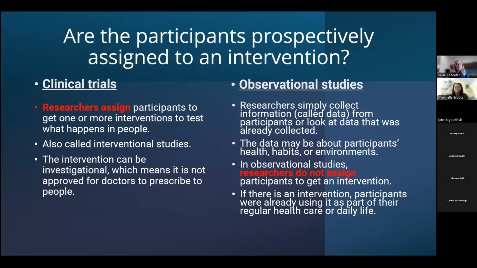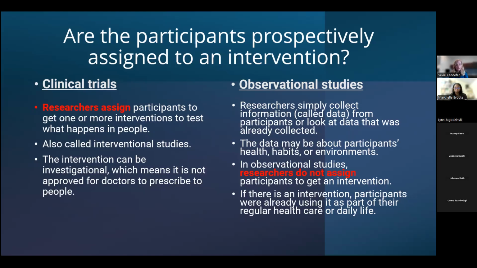So the question was, are the participants prospectively assigned to an intervention? So in a clinical trial, it is the researcher who assigns participants to get one or more interventions to test what happens in people. These are also called interventional studies, and the intervention can be investigational, which means that it's not approved for doctors to prescribe to people.